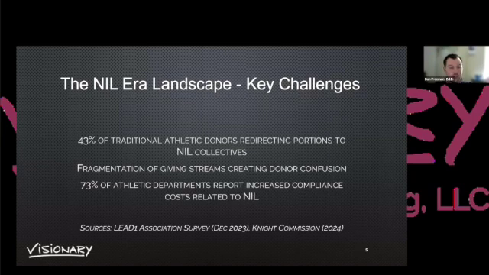Sometimes it's the student athletes, sometimes it's the sport in general, but 43% of those donors redirected to NIL collectives because they believed that if they could give directly to the collectives, which gave directly to the athletes, it would keep the athletes, which would allow them to win more, which creates a better product. Now, fragmentation of giving streams creates donor confusion.